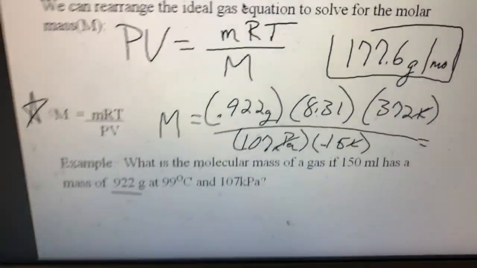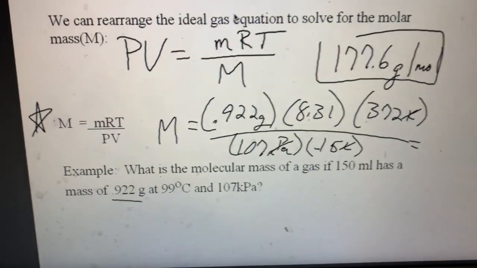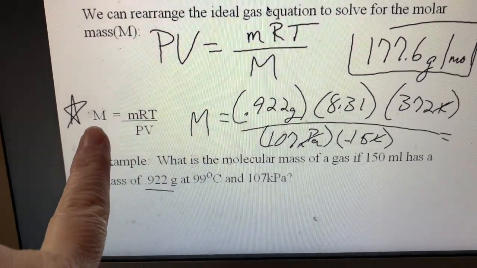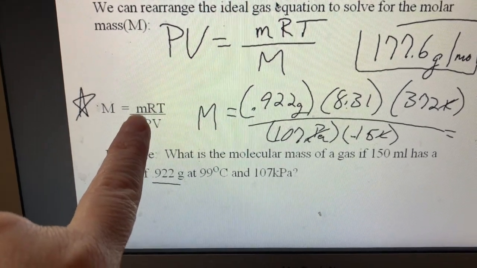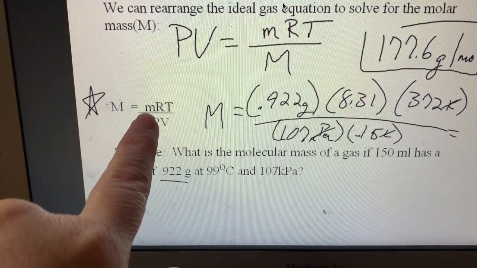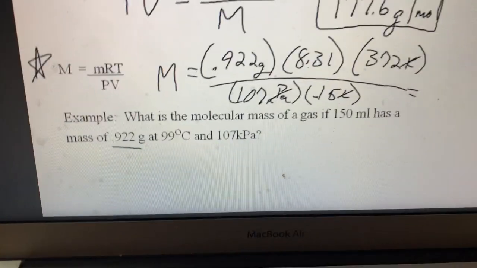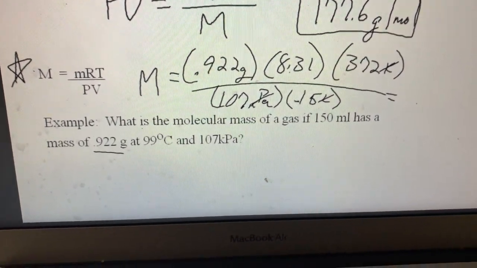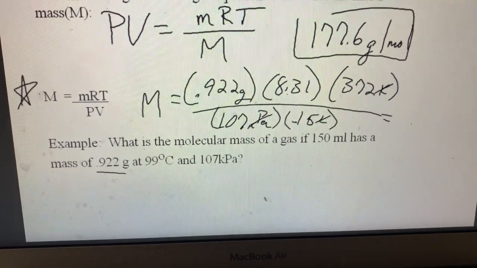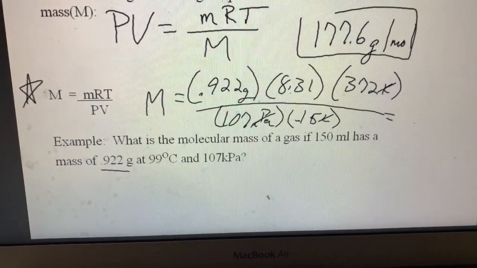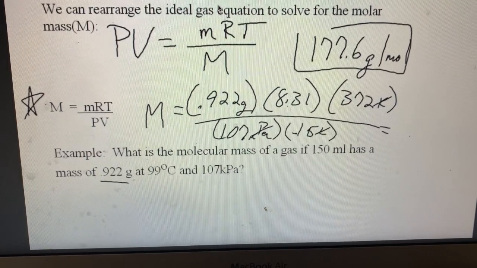All right, so let's look at this example, because you can already see my work here. This is the equation when looking for molar mass: capital M, molar mass, is equal to little m, which is going to be a mass sample in grams, times RT over PV. So what is the molecular mass of a gas if 150 mL has a mass of 0.922 grams at 99 degrees Celsius and 107 kilopascals?